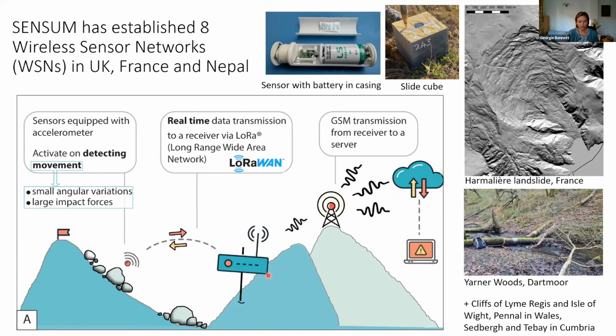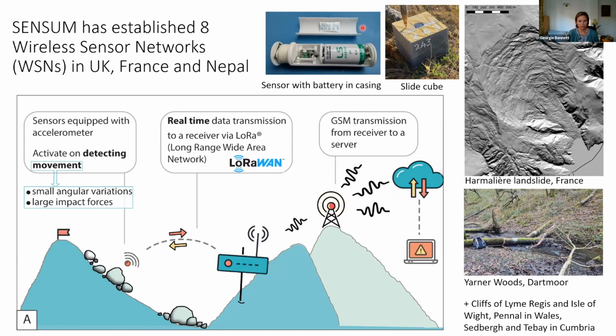In the case of coastal sites that we have, Lyme Regis and the Isle of Wight, and several woody debris sites, including Yarner Woods on Dartmoor, Pennal in Wales, and Sepra and Tivay in Cumbria, the placement of the gateway can often be a bit more challenging than we had in Nepal. We don't have a convenient site just on the opposite side of the valley with perfect line of sight. So this has caused some challenges in various sites that we'll discuss more later.